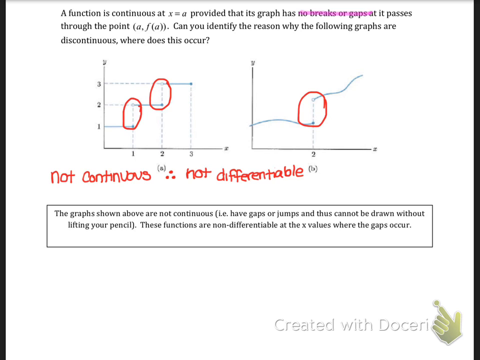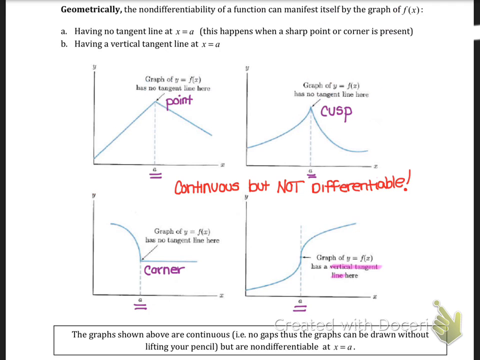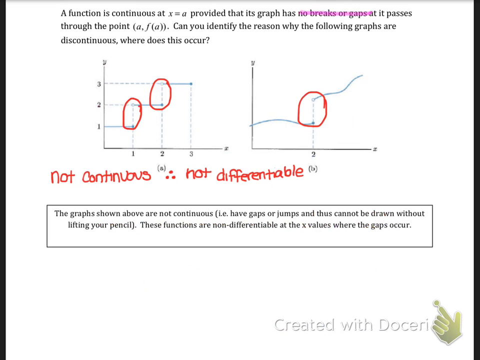To recap one more time, if we have a continuous graph, so far it seems like we are on our way to being able to differentiate. However, if there occurs a point, a cusp, a corner, or a vertical tangent line, if one of those four things is occurring, then it's continuous but not differentiable at that value. And if it's not continuous, it's not differentiable at all.